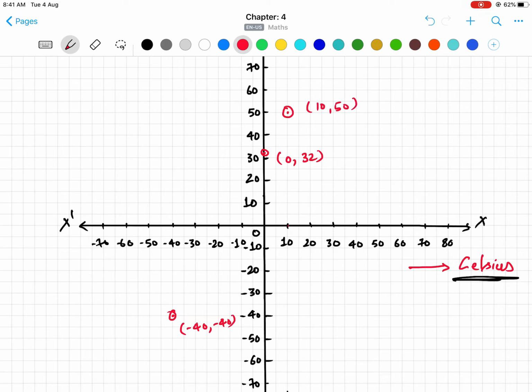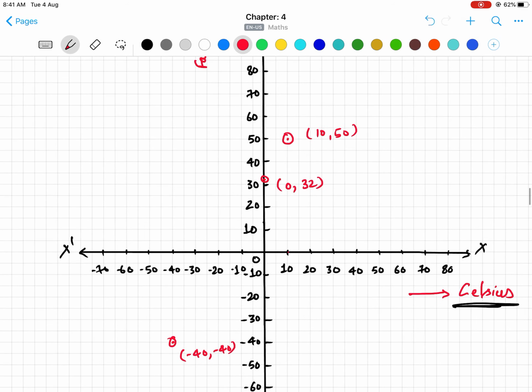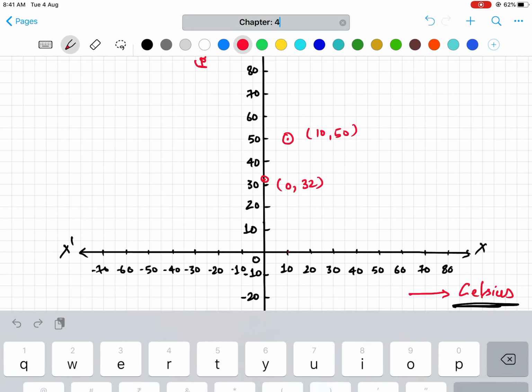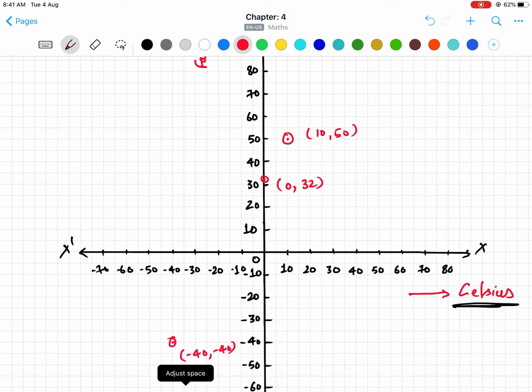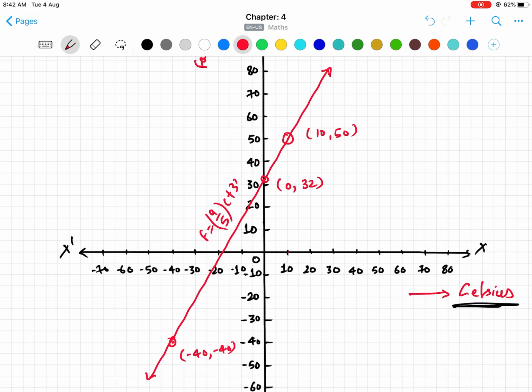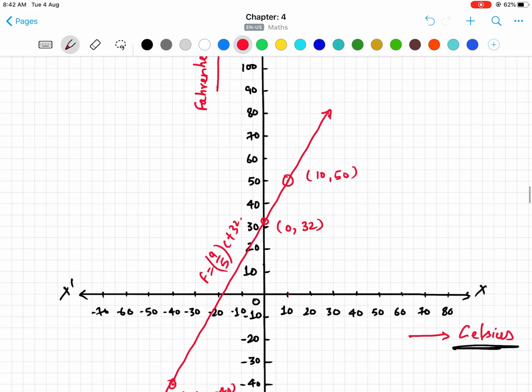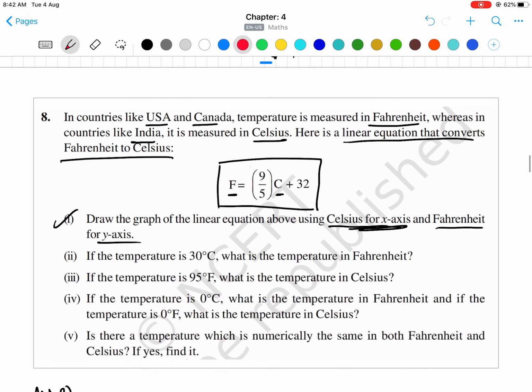Now we have to join these points to complete the graph, with the help of a scale like this. I'll put the arrows on both ends and you have to write the equation over it, which is F equals to 9 by 5 into C plus 32. So that's the solution of the first part of this question.